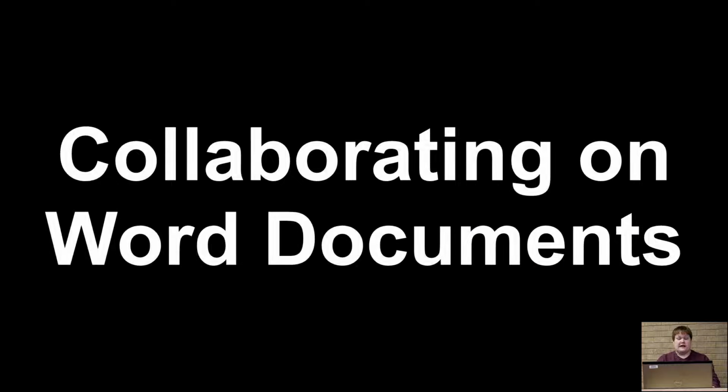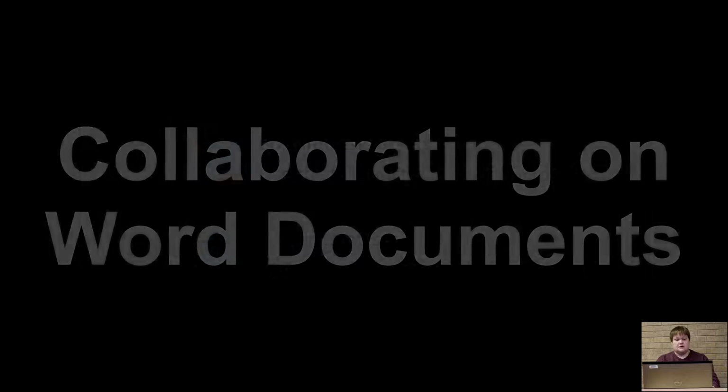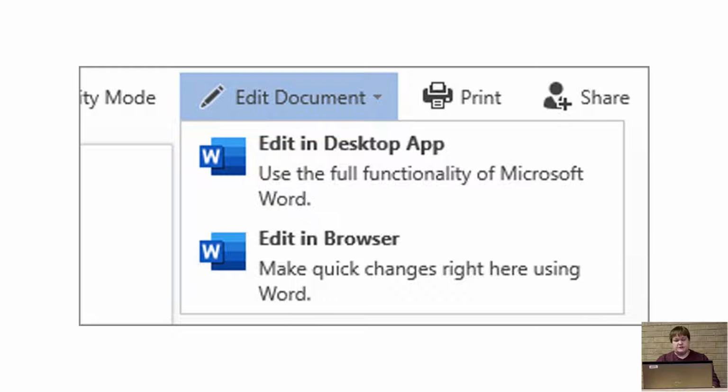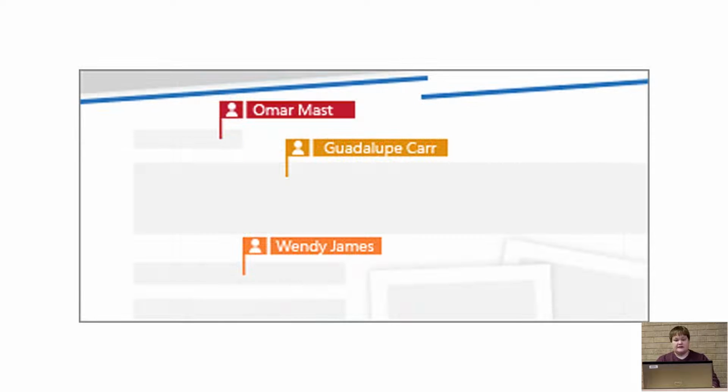Next, we're going to cover collaborating on Word documents. When someone shares a Word document with you, the email you receive includes a link that opens the document in your web browser in Word for the web. Select Edit Document and then Edit in Browser. If anyone else is working on the document, you'll see their presence and the changes they're making. We call this co-authoring or real-time collaboration.